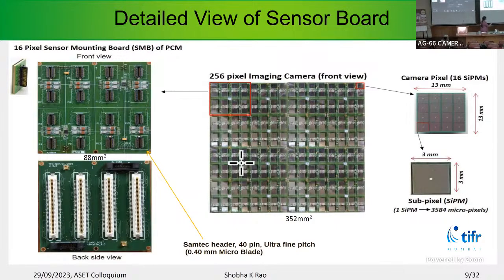And each SiPM again has 3,584 microcells. So this is what detects the light. What we call one photoelectron or something.